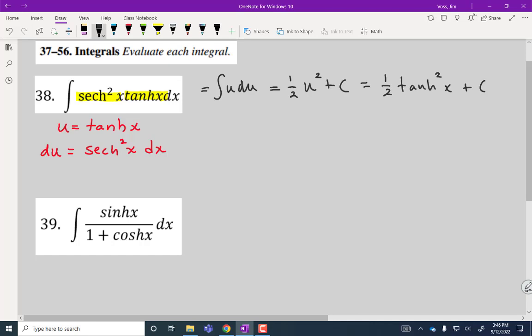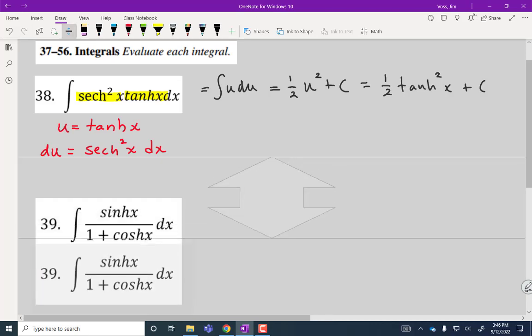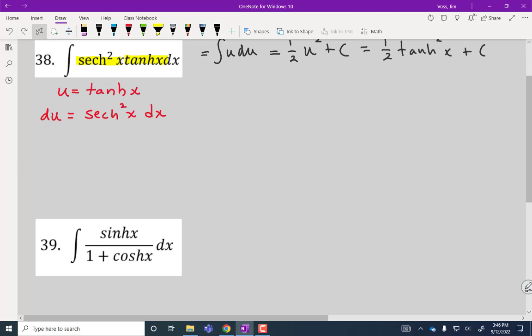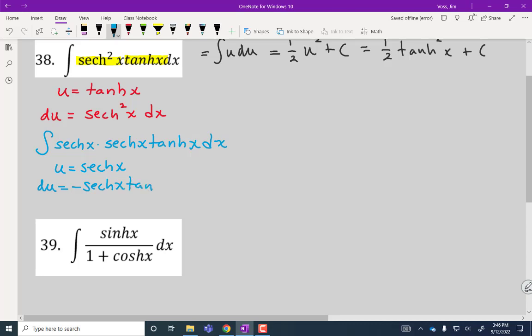Now, sometimes more than one substitution will work. And this is going to be one of those examples. Notice that we could think of this integral a little differently. We could say, hey, what about if we break apart the sech and kind of group one of the seches with the tanh? If we break apart that sech squared into two seches, and we let u be sech, then du is going to be minus sech tanh times dx.